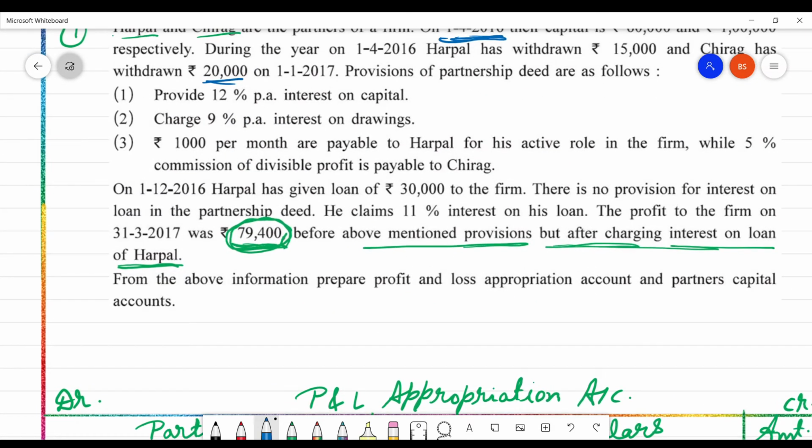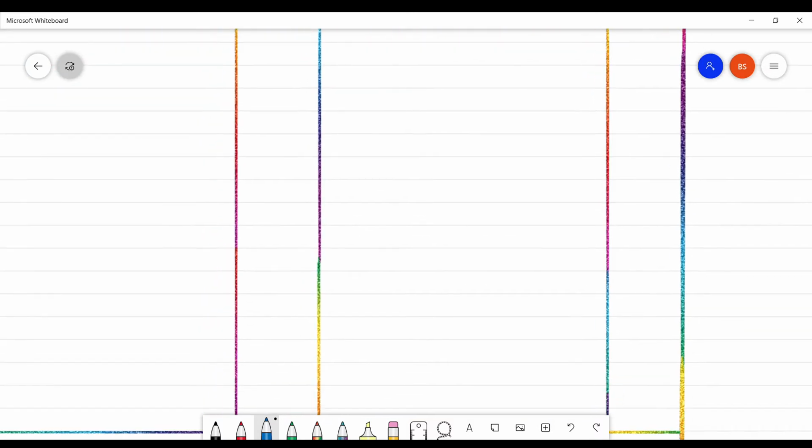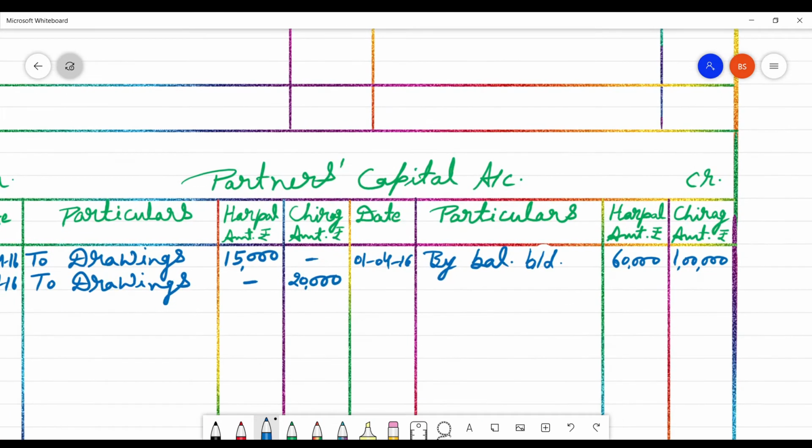adjustments. First adjustment is given: provide 12% per annum interest on capital. So we will write the last date. Last date means the financial year's last date, by interest on capital. 12% of 60,000 is 7,200 and 1 lakh's 12% is 12,000.